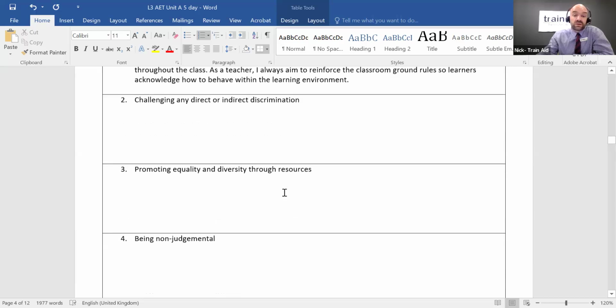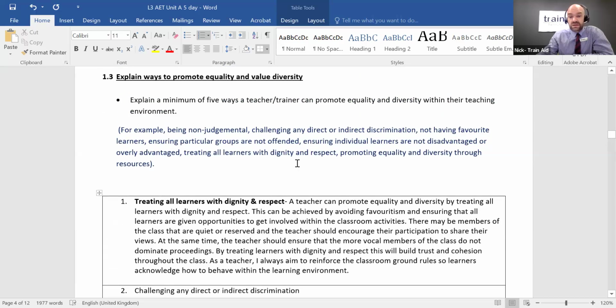Of course, you can select different ones. Those are just some examples, and do have a look at our ebook as well, by the way. But you really do have free rein on this. So 5 examples of ways to promote equality and diversity.